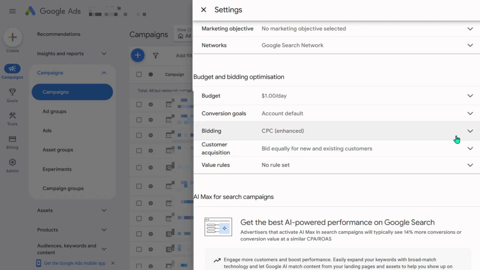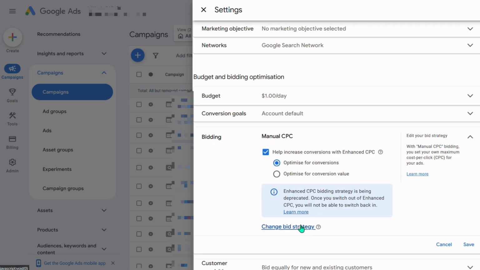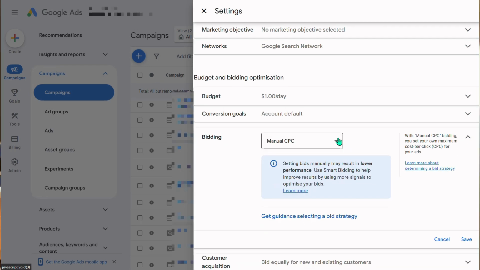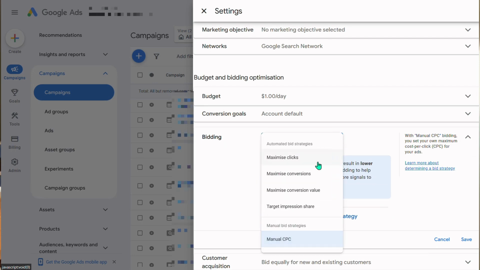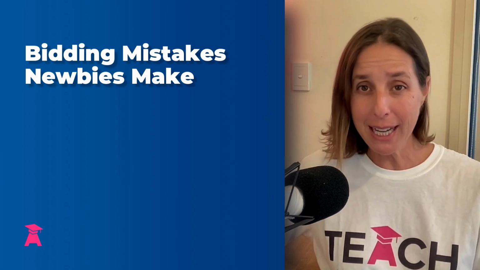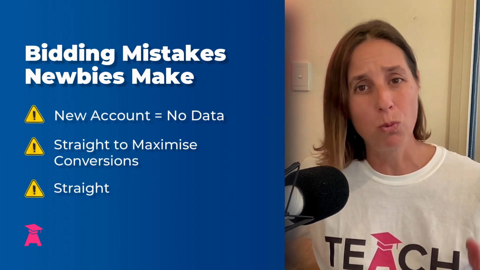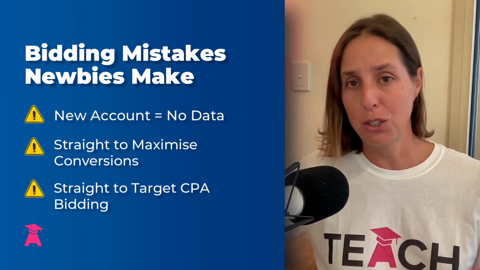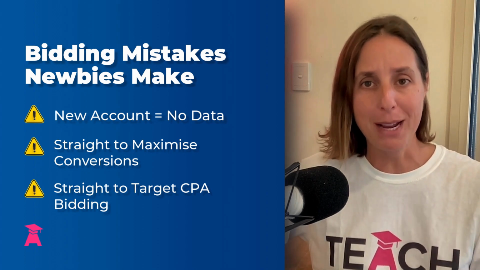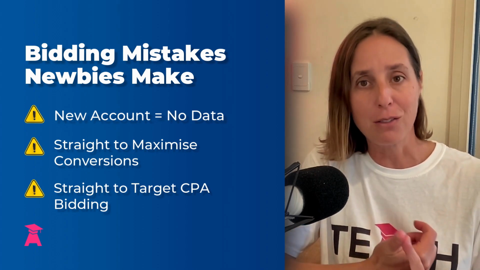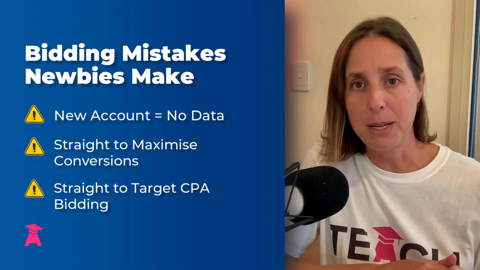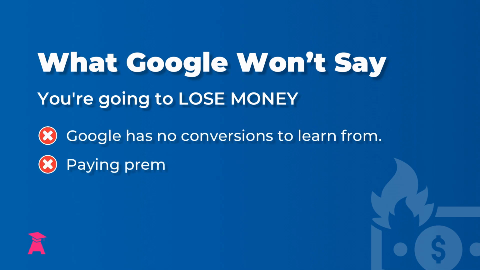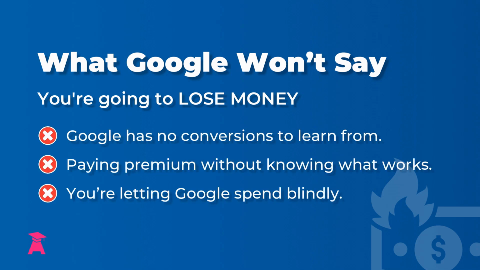So setting the right bidding strategy can be a secret weapon to generating thousands of dollars when you use them correctly, and that's the catch. If your account is new or has zero or a really limited amount of conversions, it can be really tempting to launch straight into the automated bid strategies like maximize conversions or target CPA bidding, because you think, hey, I want lots of conversions, right? But what Google doesn't tell you is that this is the fastest way to wasting thousands of dollars.